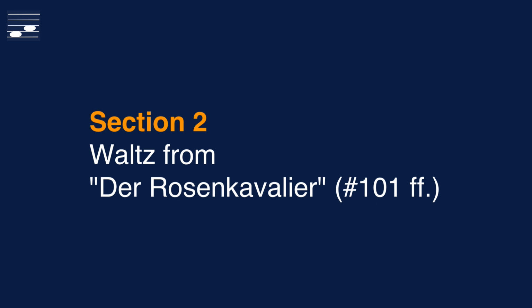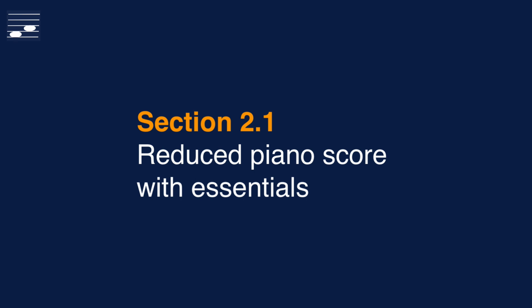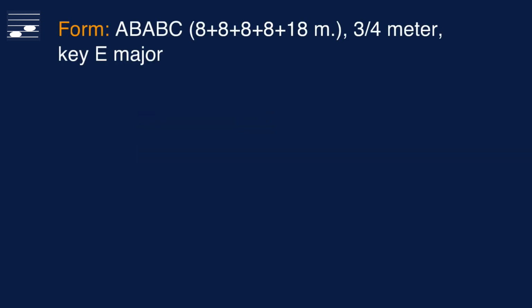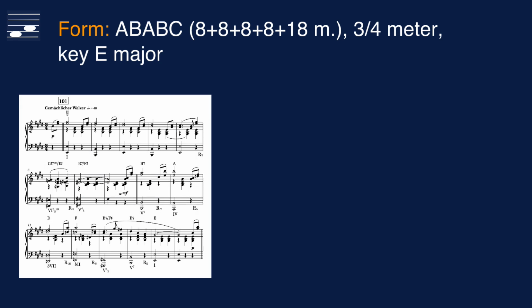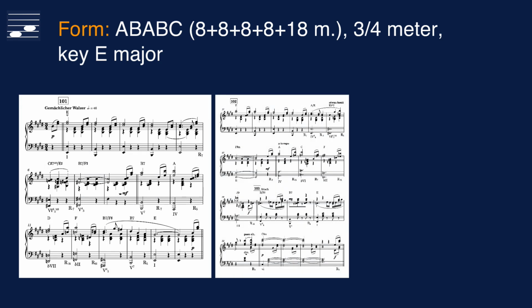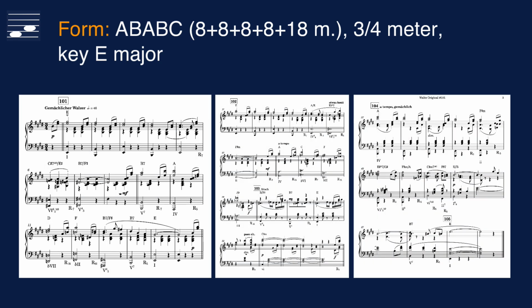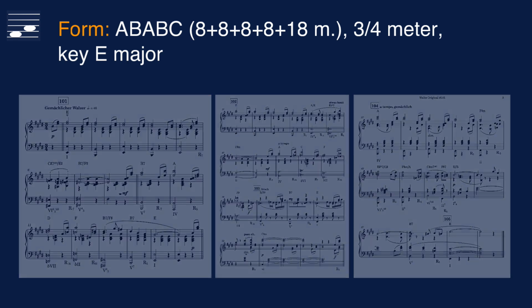The starting point is the Rosenkavalier waltz at rehearsal number 101 in the full score. Respecting copyright, I cannot play an orchestral version. Instead, I created a piano reduction that contains the essential features. We'll listen to a piano rendering of the full piece. The form is ABABC, the time signature 3/4, and this waltz is in the key of E major. Read along with the annotated score.